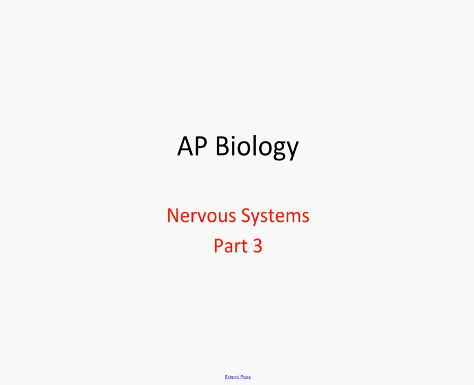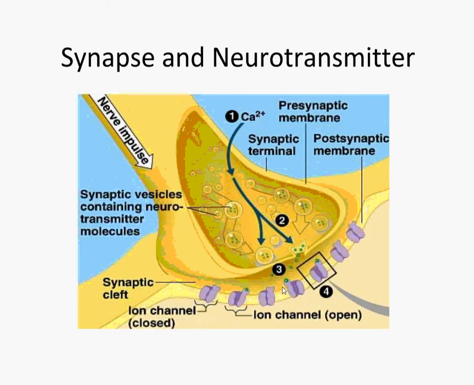This video is Unit 4, Part 3, continuing to talk more about the nervous system. In this particular video, we're going to be looking at how the nerve impulse crosses the synapse.